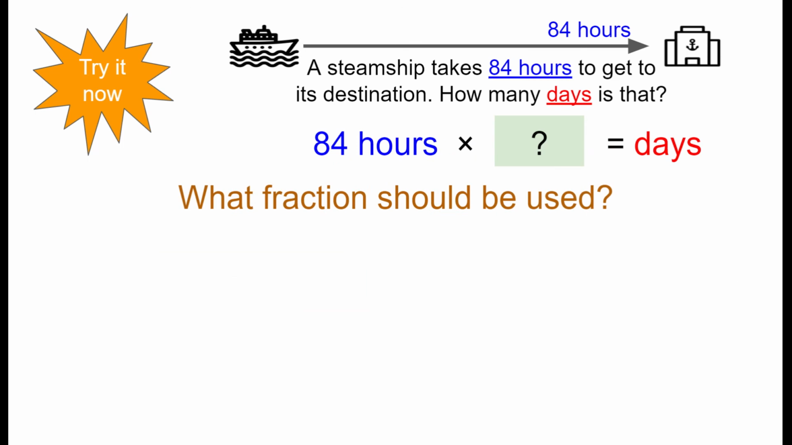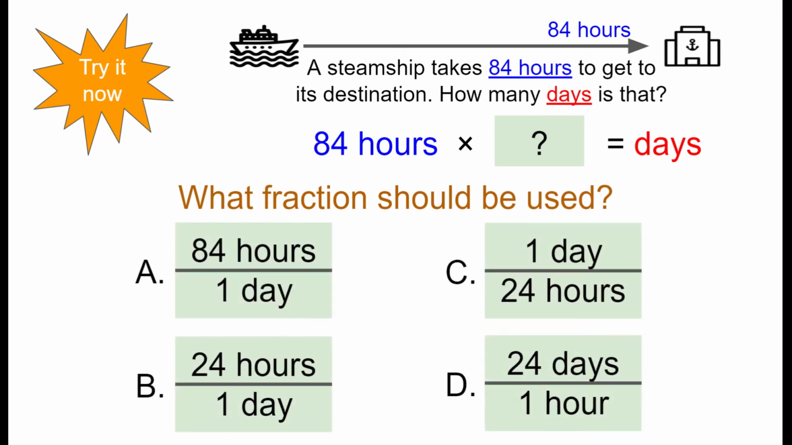Now the next step. What conversion factor do we use as our way to creatively multiply by 1? We'll pause here for you to pick an answer. One day equals 24 hours, so they're opposite each other on the same fraction. We put hours in the denominator because we started with hours. We have days in the numerator because we want our answer in days.